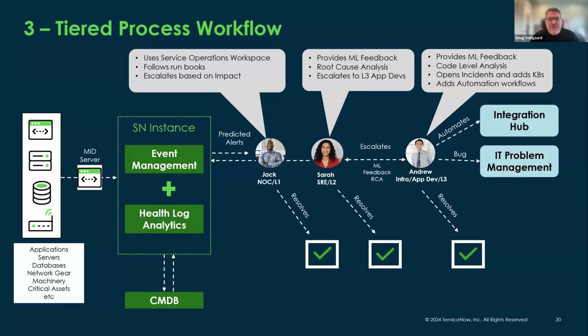So they pass it off to Sarah, who's an SRE or L2. And Sarah can actually look at this more deeply, maybe provide root cause analysis, or provide what we call machine language feedback, which I'll show you in a little while. And maybe Sarah's like, you know what? I'm not exactly sure. So we're going to escalate that. We're going to move it up to infrastructure or the app dev people, which may be an L3. And so that person could automate, they could make it a bug, or they could simply provide that feedback and move it back to L2.